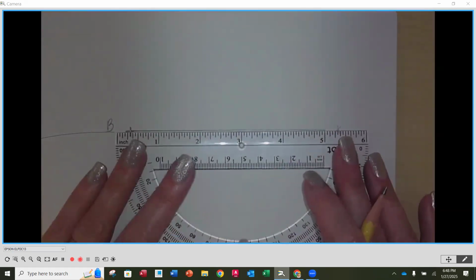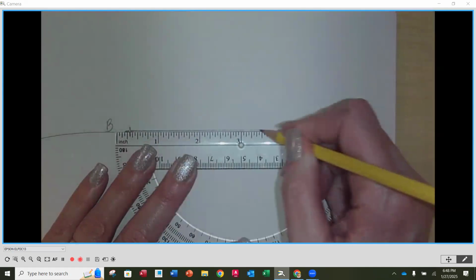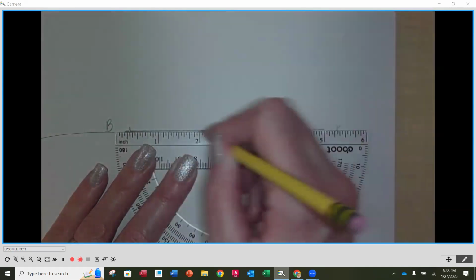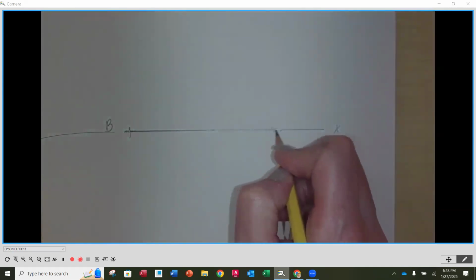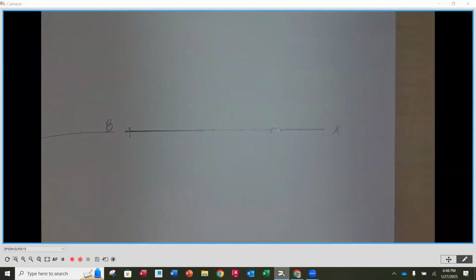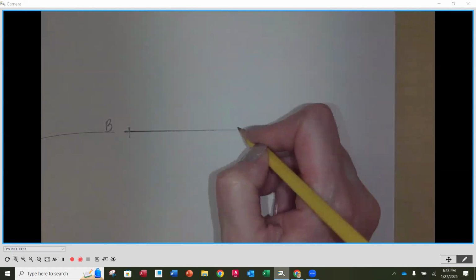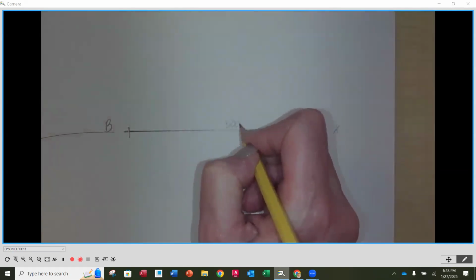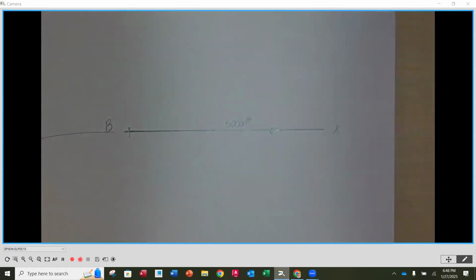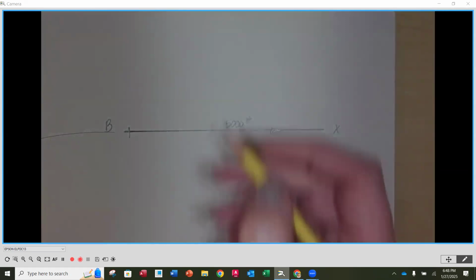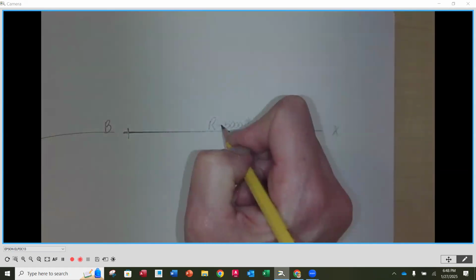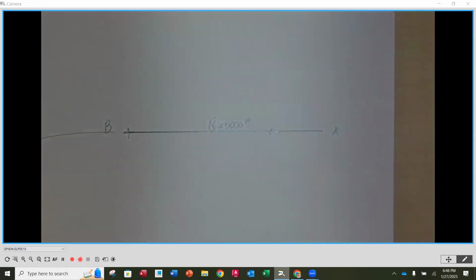I'm going to draw 5,000 pounds, just a length, okay? Remember, whenever we're drawing our illustrations, they are for illustration purposes only. We don't have to draw them perfectly. So this is going to be my 5,000, was it pounds? Yeah, 5,000 pounds. And this would be my resultant, if you would. This would be the resultant is equal to. Okay.